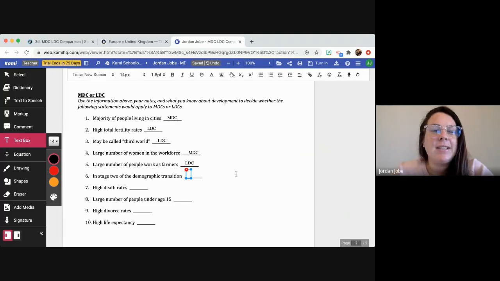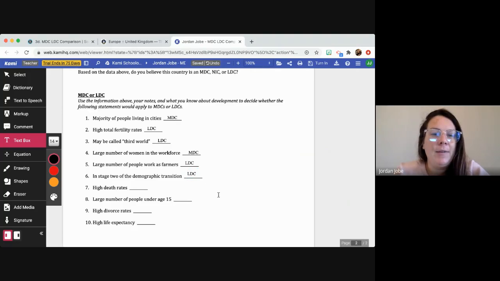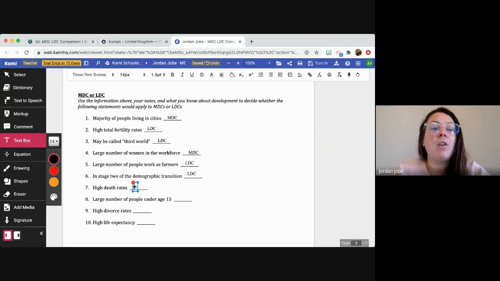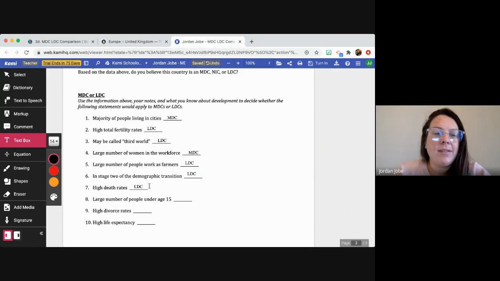A country that is in stage 2 of the demographic transition model. MDC or LDC? LDC. A country that is going to have high death rates. MDC or LDC? LDC, absolutely. Higher death rates mean lack of access to technology and medical supplies and healthcare.